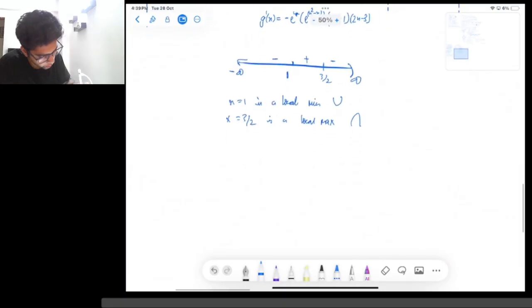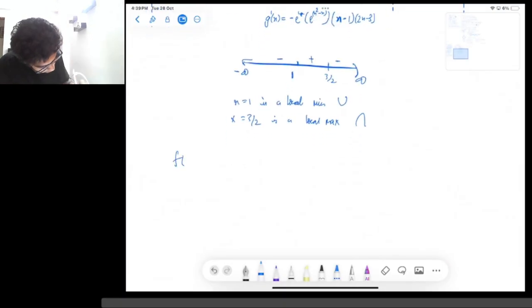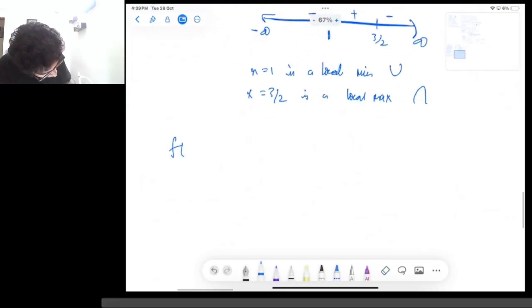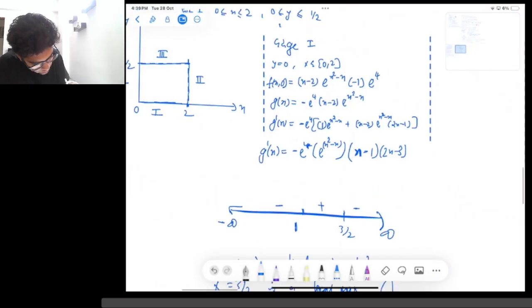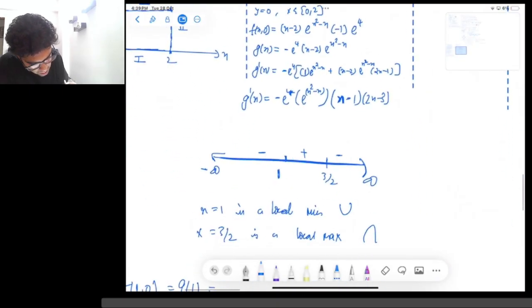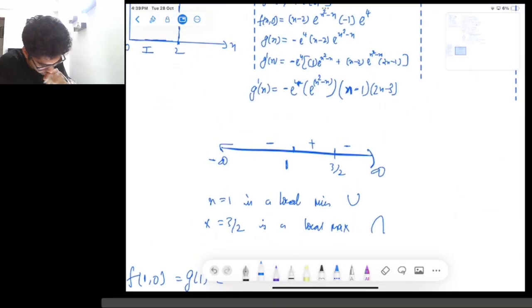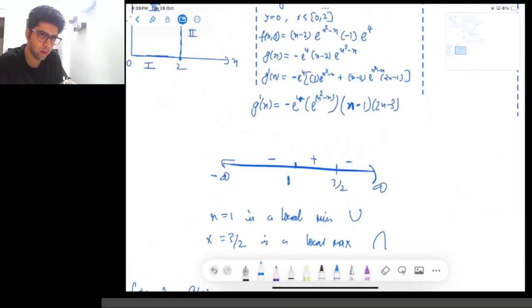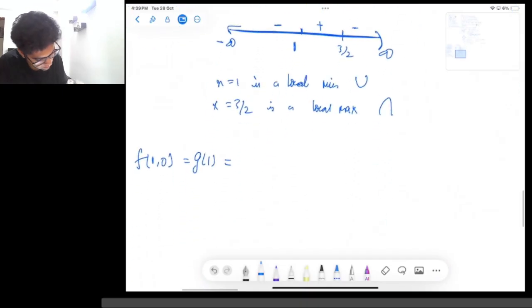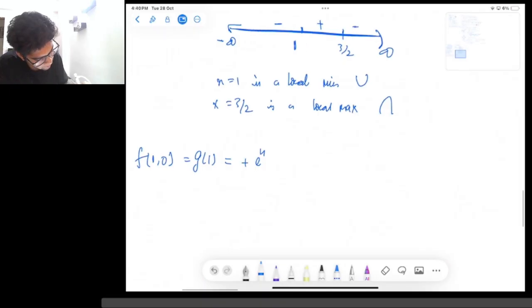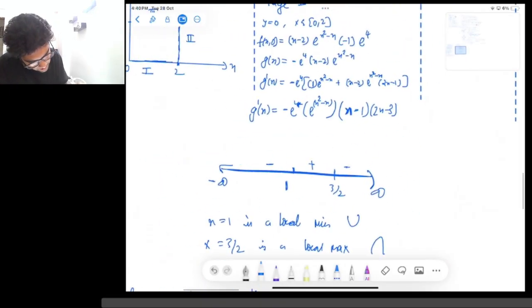So now I have 2 points. This was g of x. So f of 1 comma 0 is equal to g of 1. I need to just check the value at 1. So f of 1 comma 0 will give me x square minus x, when x is equal to 1, which is 1 minus 1, 0. So this gives me 1 minus e to the power 4 and minus 1 plus e to the power 4 plus e to the power 4.